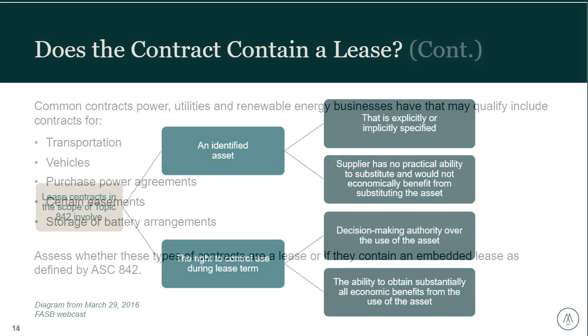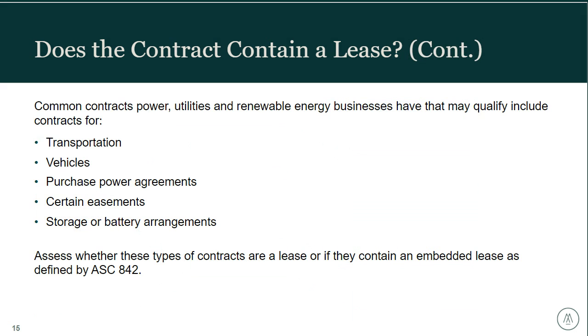All right, so common contracts that could contain a lease. They don't all have to contain a lease, but something to look at, if you're starting stage one, look into these areas. We often see it in transportation, in leased vehicles. Purchase power agreements may or may not. I do want to push out a clarifying point. This is the one that FASB did a little bit differently.